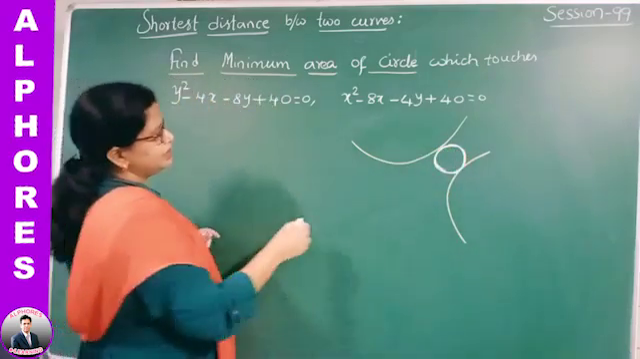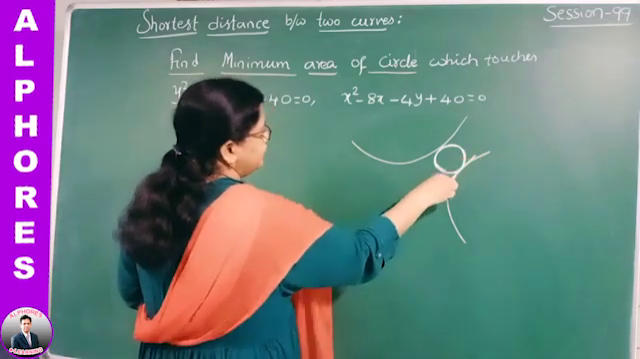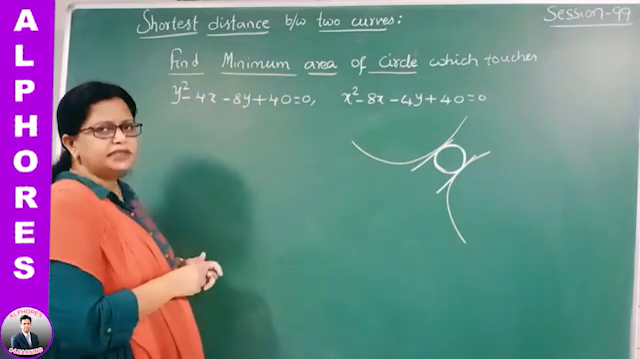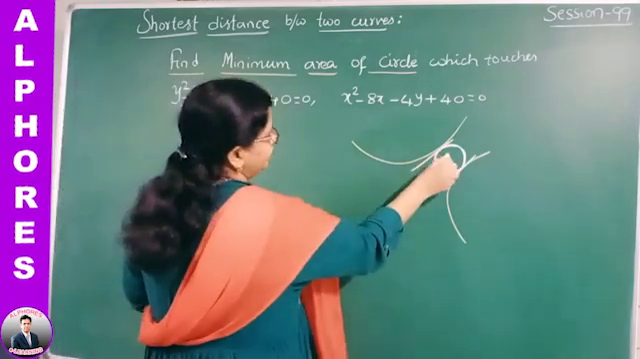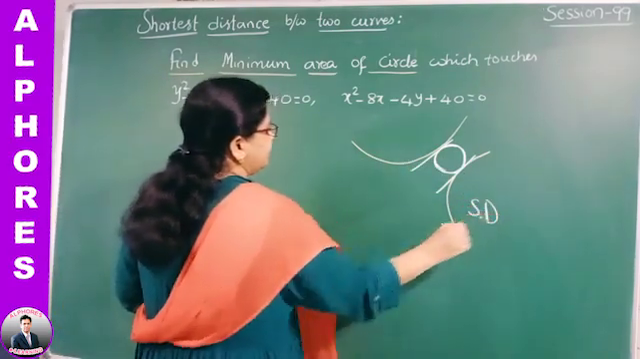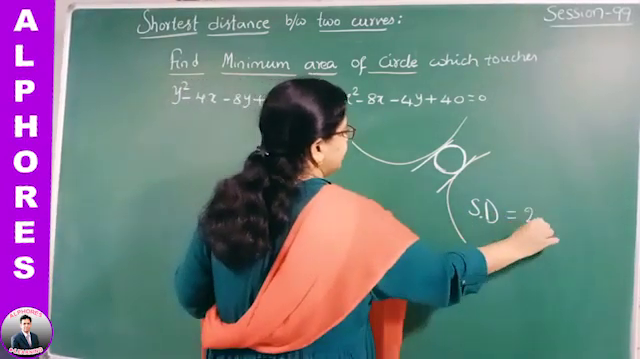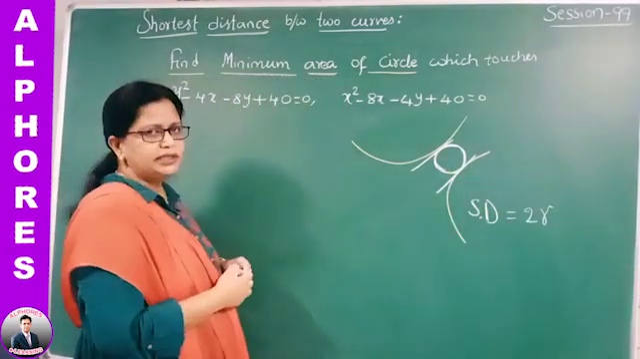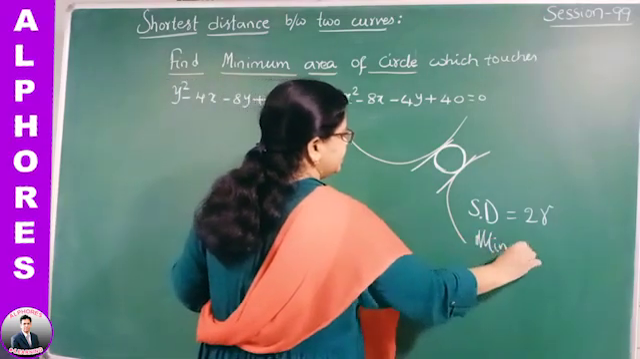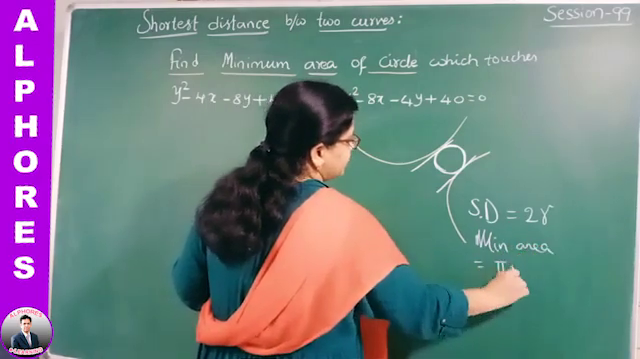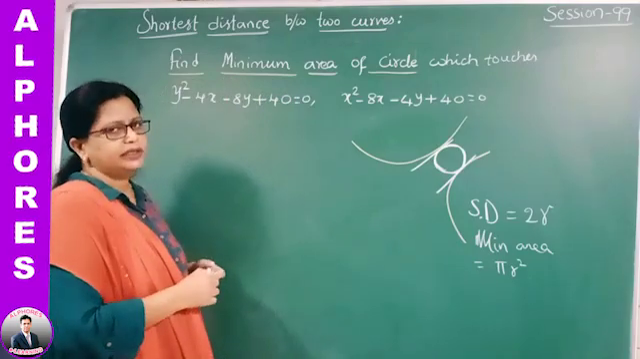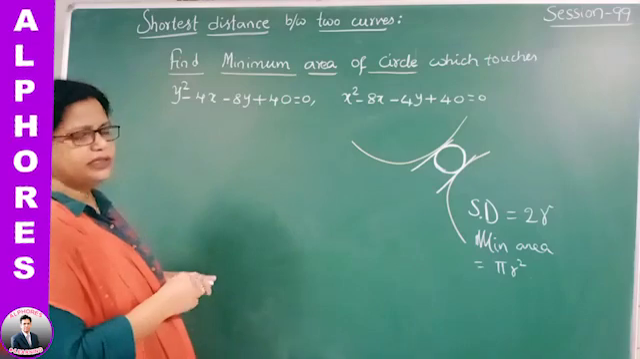That implies, again the same concept, just find the shortest distance. That shortest distance is nothing but the diameter of the circle, which is 2r. From that shortest distance get the value of r, then the minimum area of the circle is equal to pi r square. So simply you can make use of this concept just by finding the shortest distance.